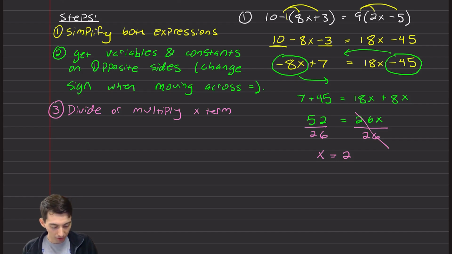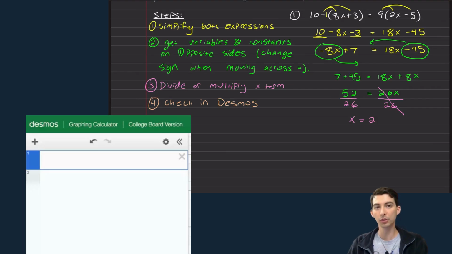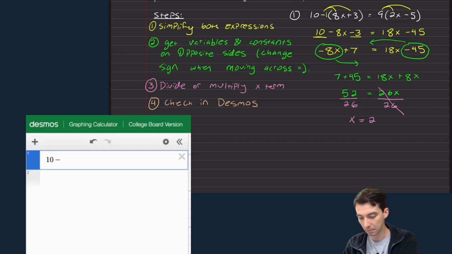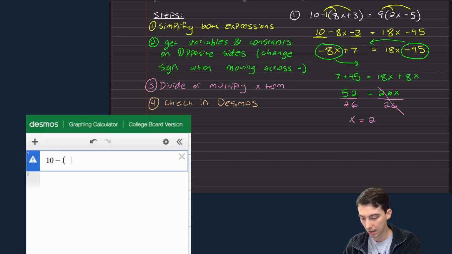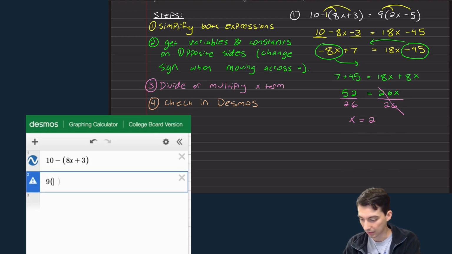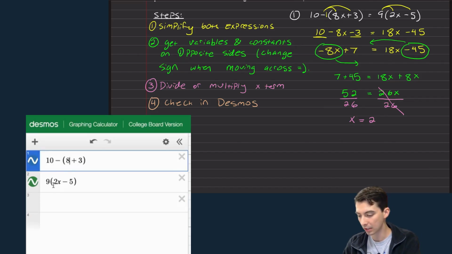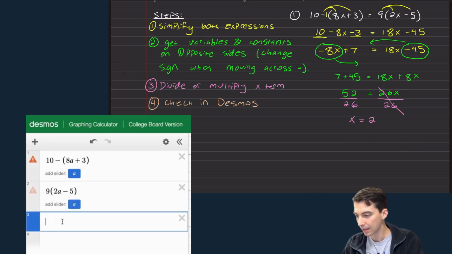And so now my fourth step is we want to check this in Desmos. And I'm going to show you how to do that now. Just like in our last lesson, what we want to do is plug in a variable input. So the two expressions that I had were 10 minus 8x plus 3. And my second expression was 9 times, in parentheses, 2x minus 5. Now remember that x and y are graphing letters. So I'm actually going to change both of these x's to a's. And then I can add in a at the bottom.